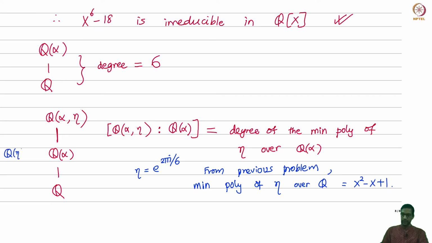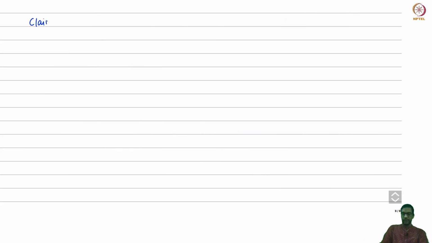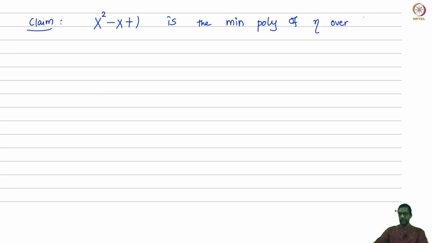Right, so let's think of it like this. I have Q(eta). If I just adjoined it, I would get something of degree 2. Right, that's all this shows in some sense. But I claim that this very same polynomial is also the minimal polynomial of eta over Q(alpha). Okay, let's make that claim. The same polynomial x squared minus x plus 1 is also the minimal polynomial of this element eta over the base field Q(alpha).